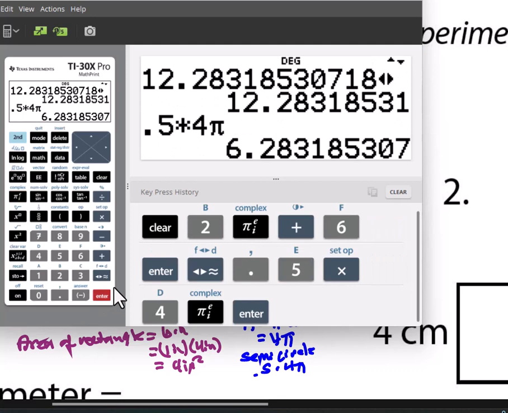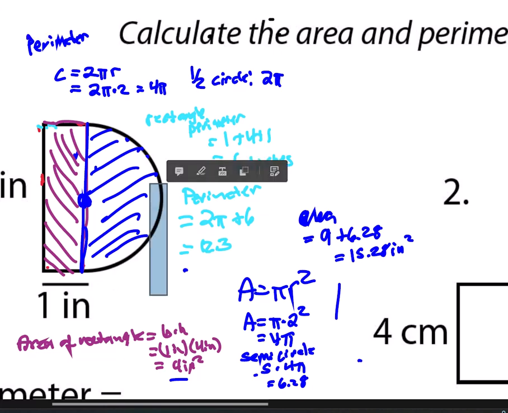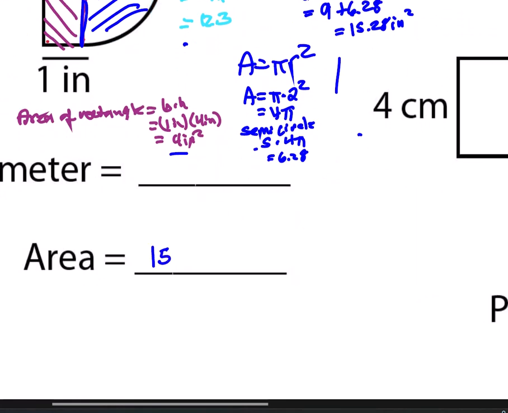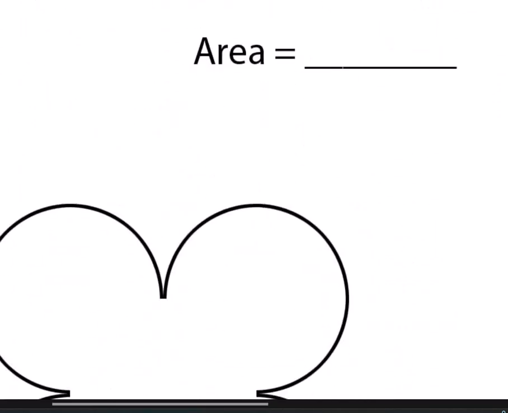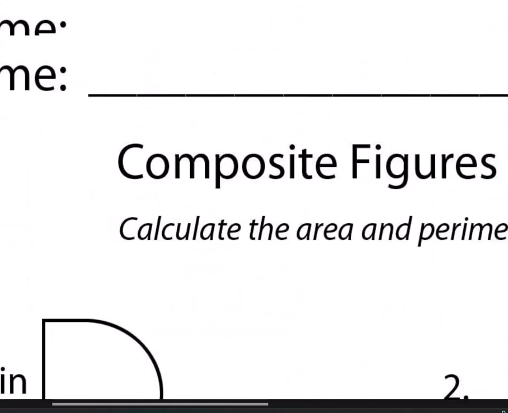Which is 6.28. And so my total area will be 9 from my rectangle plus 6.28 from my semicircle, or 15.28. It's an area, so that's inches squared. Let's see if that's the right answer. No! 10.28. So what did I do wrong?